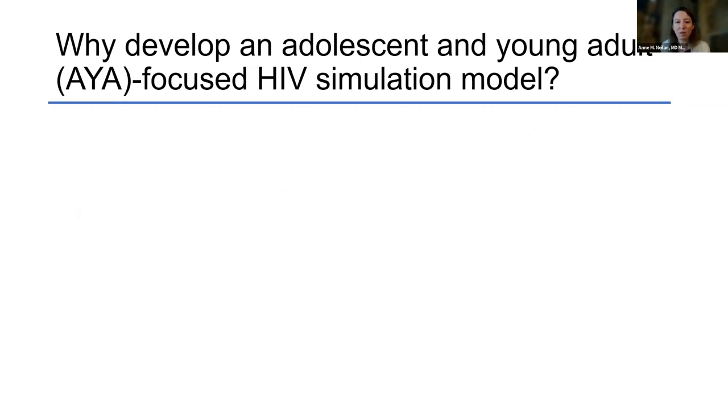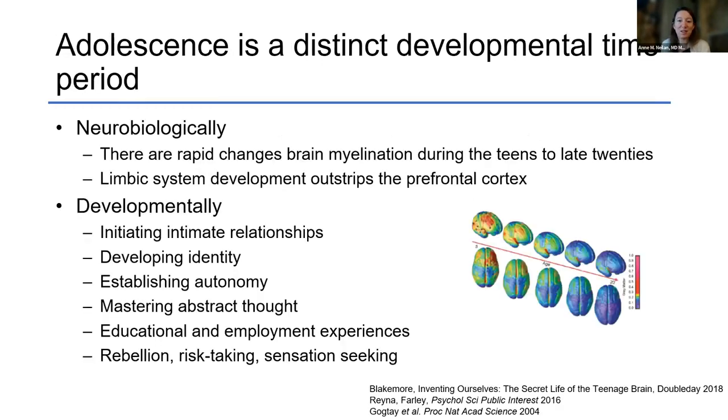And again, this audience which is focused on adolescence is probably well aware that adolescence is a distinct developmental time period, and that neurobiologically, there are rapid changes in brain myelination during the teens to late 20s, which are really quite distinctive. And during this period, the development of the limbic system, which is responsible for our emotions, for the gas on the car, outstrips that of the prefrontal cortex, which is responsible for reasoning, kind of the brakes on the car.